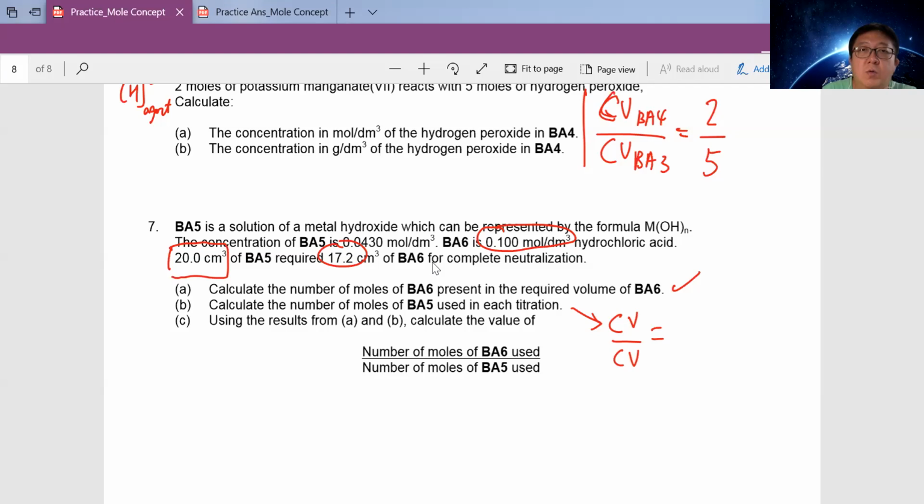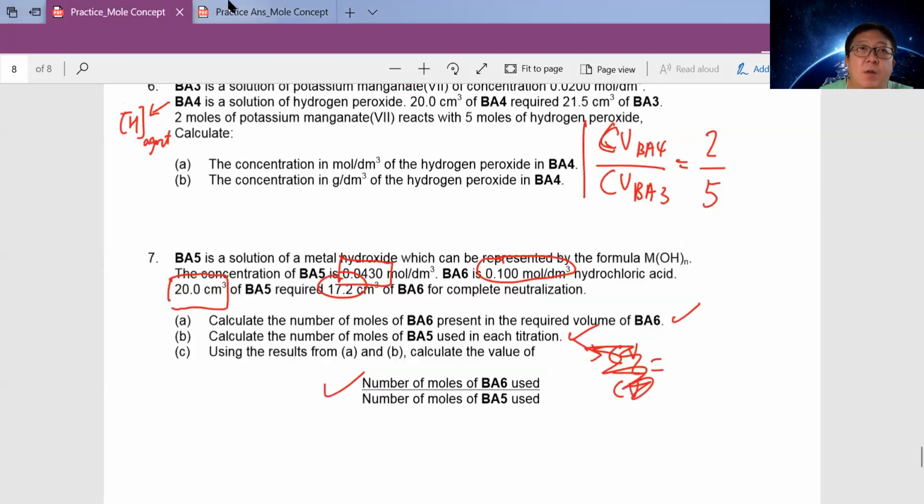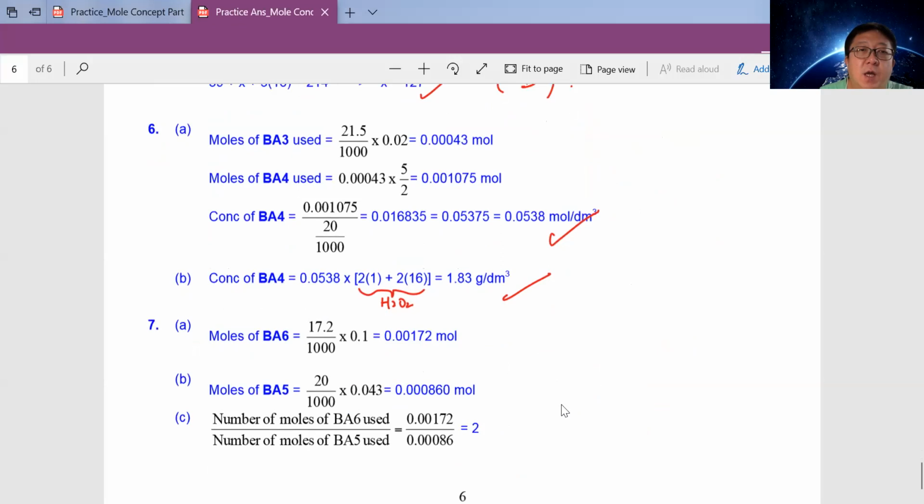So that will give you 1:1, the number of moles of BA5. Sorry, don't use this one first. You know why? Because you have the concentration here. I box out 0.04, so I can also solve part B. After we have done that, we can relate the two mole ratio. I think you can solve this already. BA6 to BA5. So 7A solved. And then your BA5, you do the same thing, you solve it, and then you relate the number of moles.